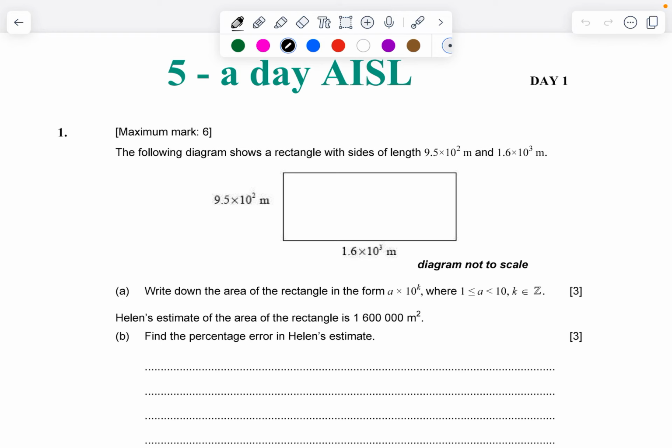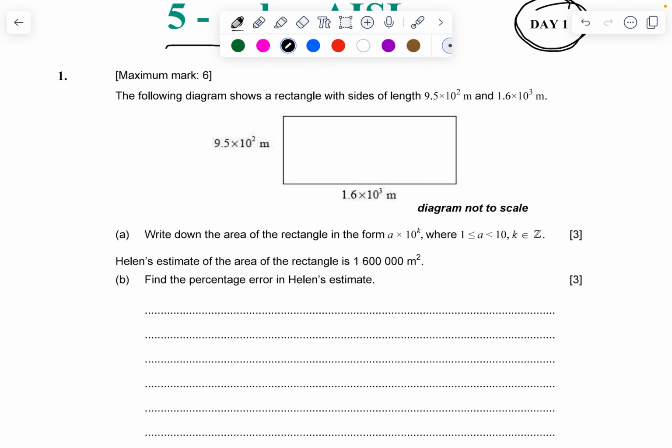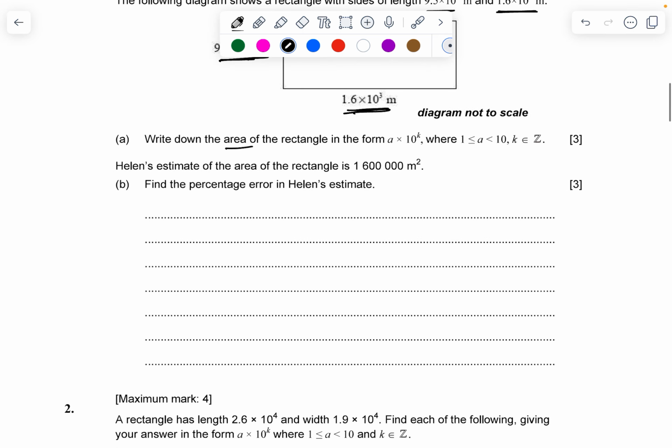So welcome. This video is for 5 a day questions for AISL and we are solving the questions for day 1. The following diagram shows a rectangle with sides 9.5 times 10 to the power of 2 meters and 1.6 times 10 to the power of 3 meters. Write down the area of the rectangle.